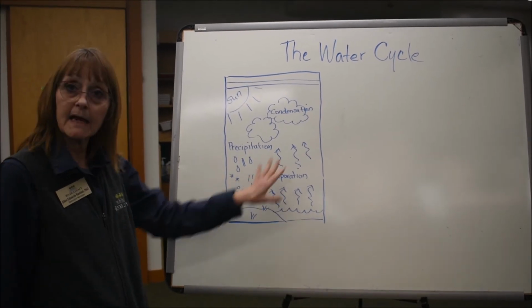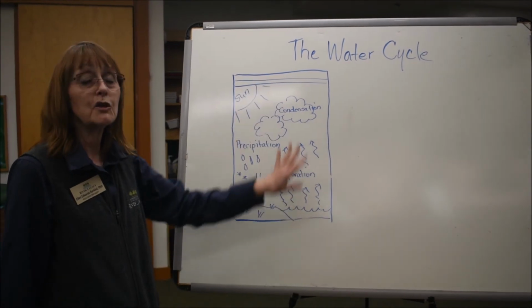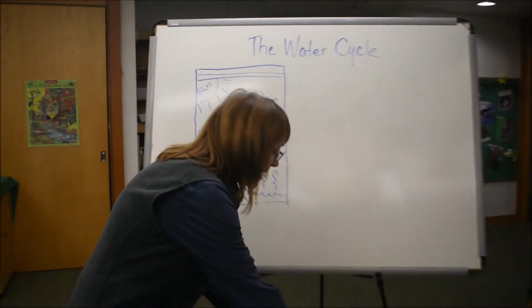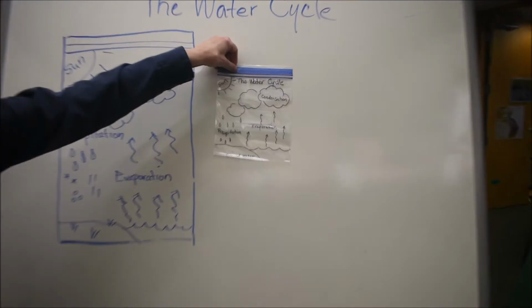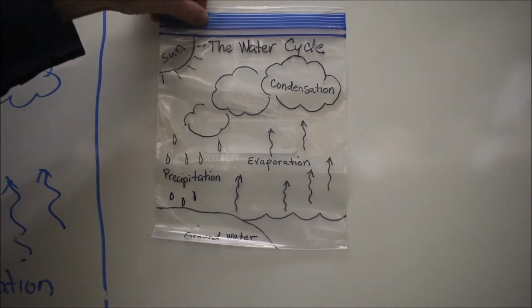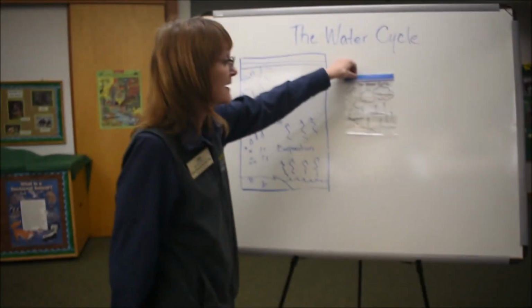Now you can make your cycle as decorative as you want. You can use different colors. This is something you can do at home. I made up a bag for you guys, just like this. And I only put rain on there, but usually if I have extra time, I like to put on all the forms of precipitation just for fun.